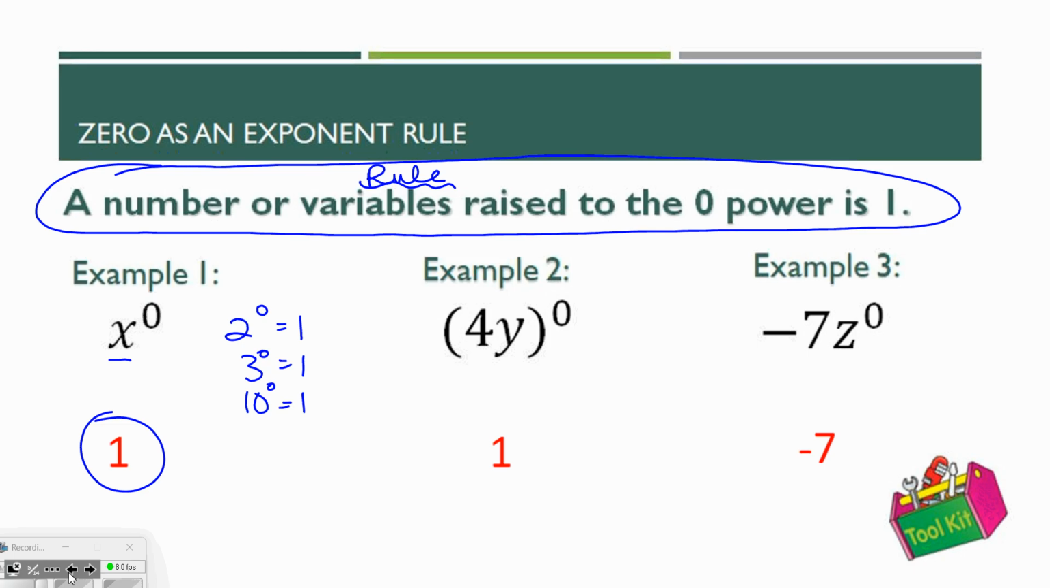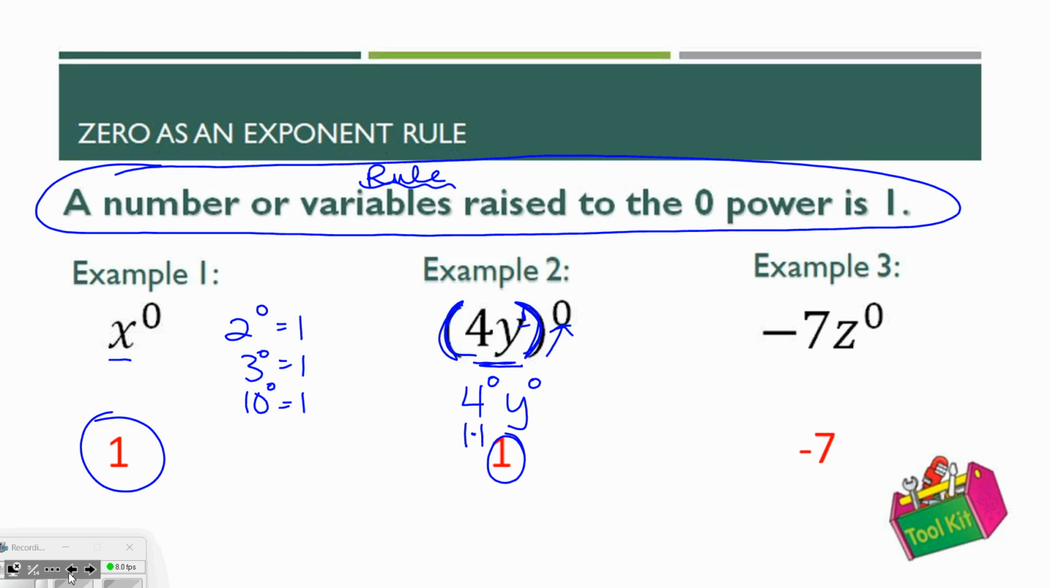Okay, example 2. Notice I have this set of parentheses here, all raised to the 0 power. Because this whole thing is being raised to the 0 power, remember we said the power to power rule tells us we should raise the 4 to the 0, and then we multiply the exponents. This is really y to the first. What's 1 times 0? 1 times 0 is 0, right? So 4 to the 0, anything to the 0 is 1. So this is 1. Y to the 0 is 1. 1 times 1 is 1.